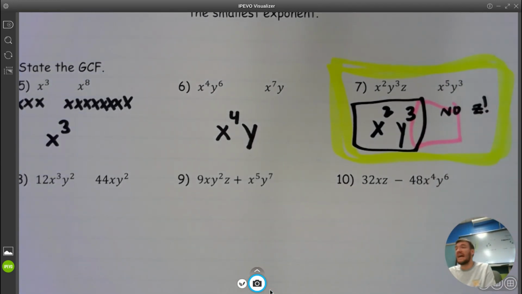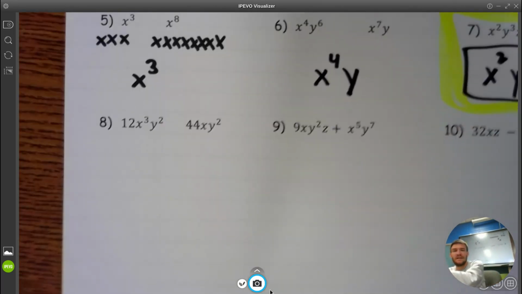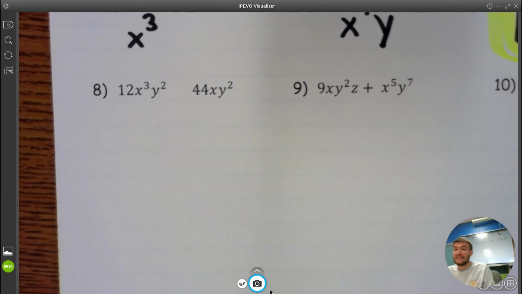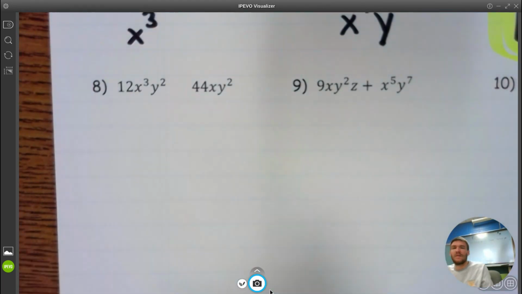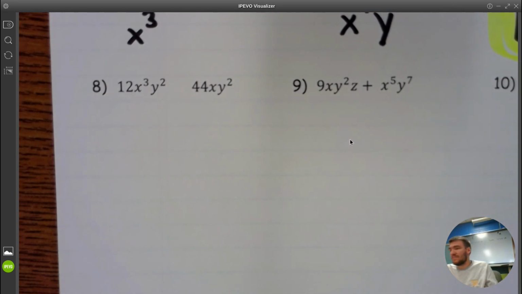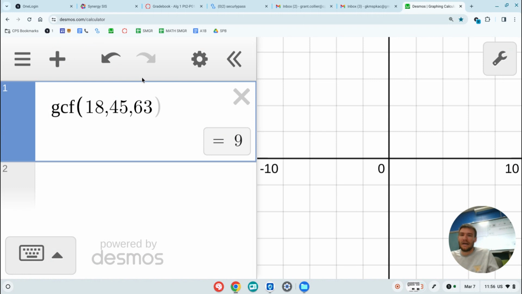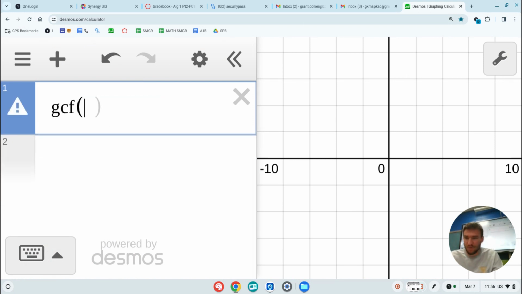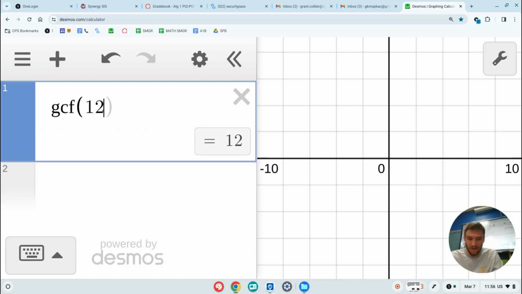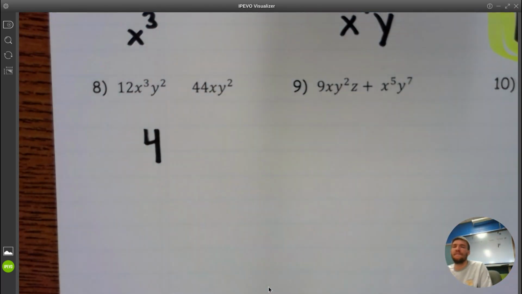All right. That's everything we need to learn. We're just going to finish with 3 quick questions. Number 8. How do we do the big numbers again? Desmos. You got to go to Desmos. You got to type GCF parentheses 12, 44. The answer is 4. So our big numbers is 4.